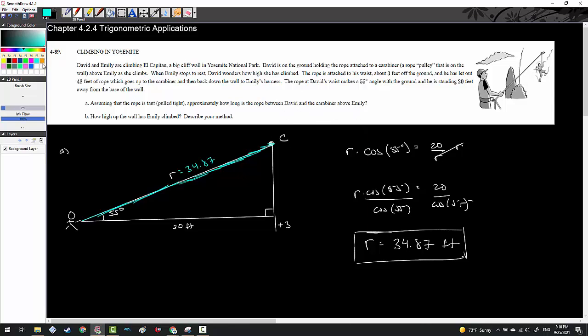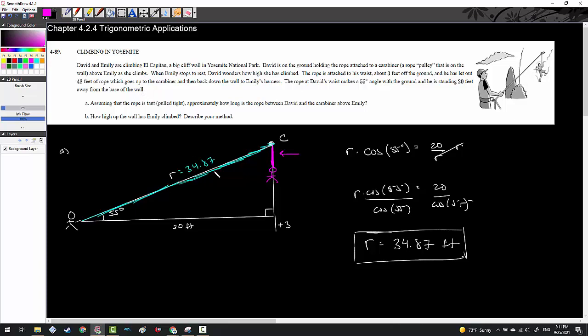In part B, it says, how high up the wall has Emily climbed? And we have to describe our method. Okay, this is actually quite involved. I'm going to put Emily right here, because that's what it kind of looks like. It looks like there's a little bit of a gap right here. And I'm going to do a couple of different things here. I'm going to find out the length of that purple space right there. How do I do that? Well, I know that David has extended 48 feet of rope in total.